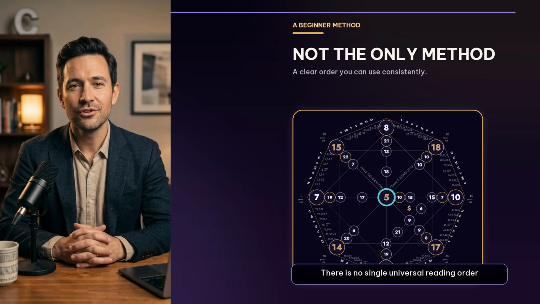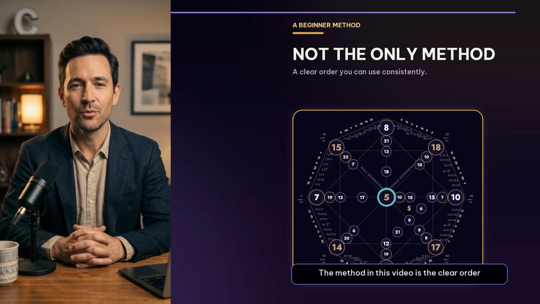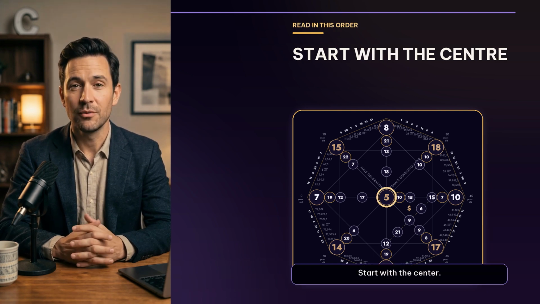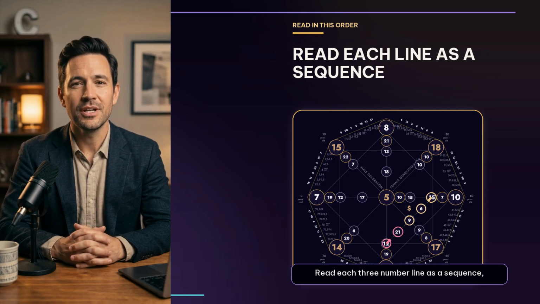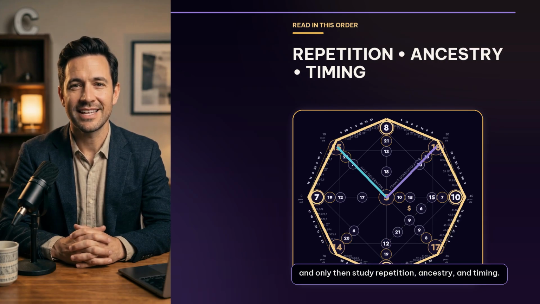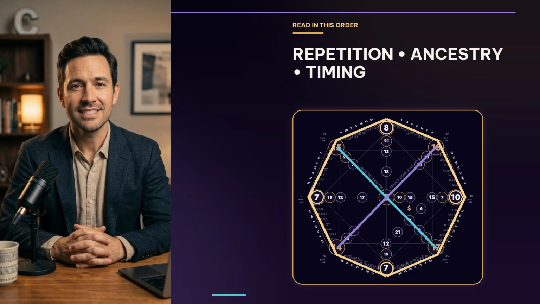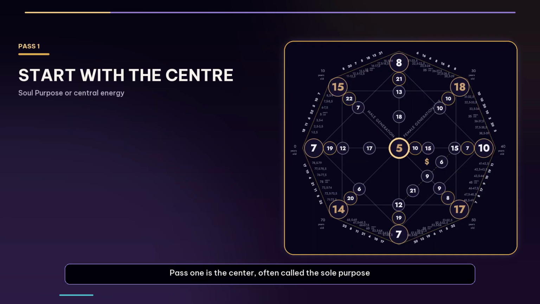There is no single universal reading order used by every destiny matrix school. The method in this video is the clear order we use for beginners. Start with the center, move through the major personal zones, read each 3-number line as a sequence, and only then study repetition, ancestry, and timing. Context comes before prediction.